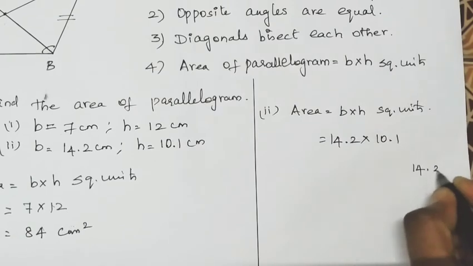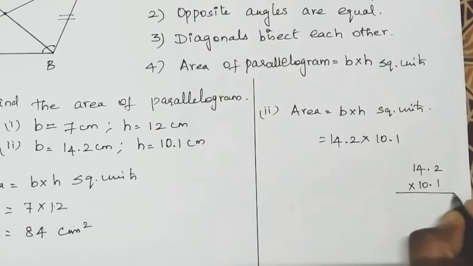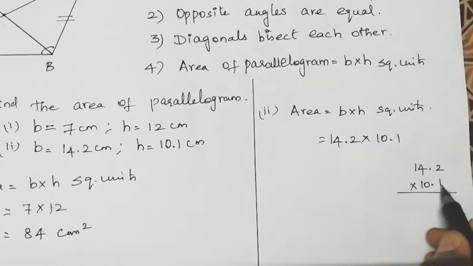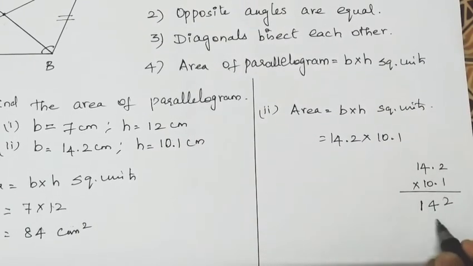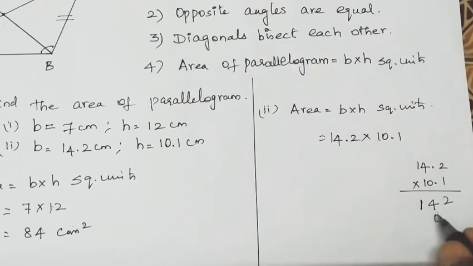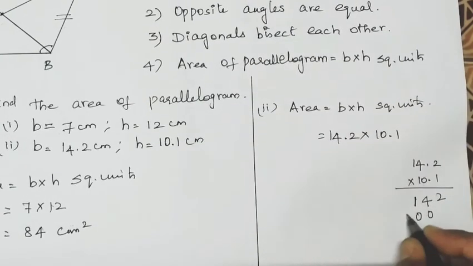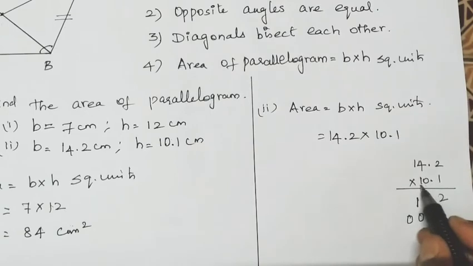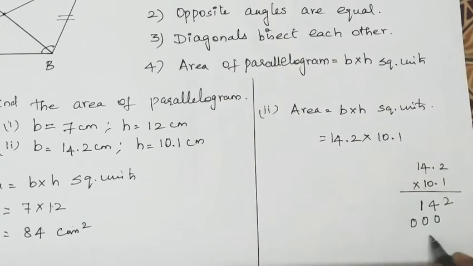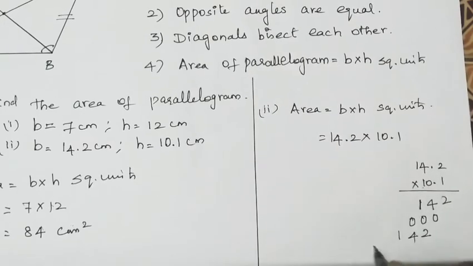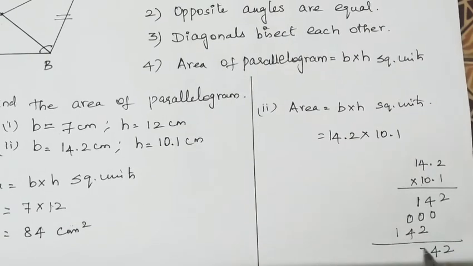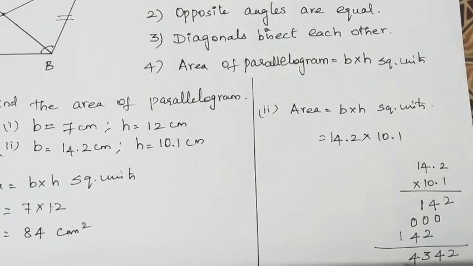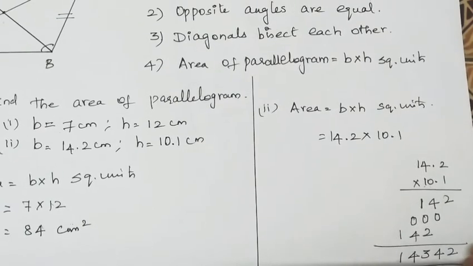So 14.2 into 10.1. First we'll multiply with 1. 1 2s are 2. 1 4s are 4. 1 1s are 1. Now with 0. 0 2s are 0. If we multiply any number with 0, we will get 0. 0 4s are 0. 0 1s are 0. Now with 1. If we multiply with 1, we will get the same number. So 2 4 1. So 2, 4 plus 0 is 4, 1 plus 2 is 3, 0 plus 4 is 4, 1. Now count the decimal points.